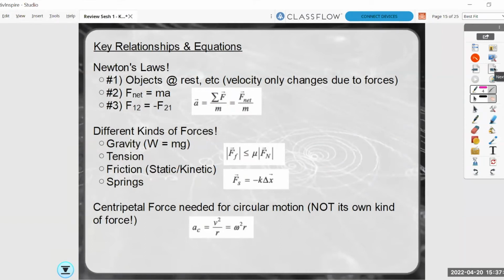All right, so key things to remember. The first thing is Newton's laws. First law: an object at rest stays at rest, an object in motion stays in motion, if there's a net force equal to 0. What that means is that the velocity vector is constant. Anything that changes your velocity, whether that's speeding up, slowing down, or even turning you at a constant speed, requires some kind of force.